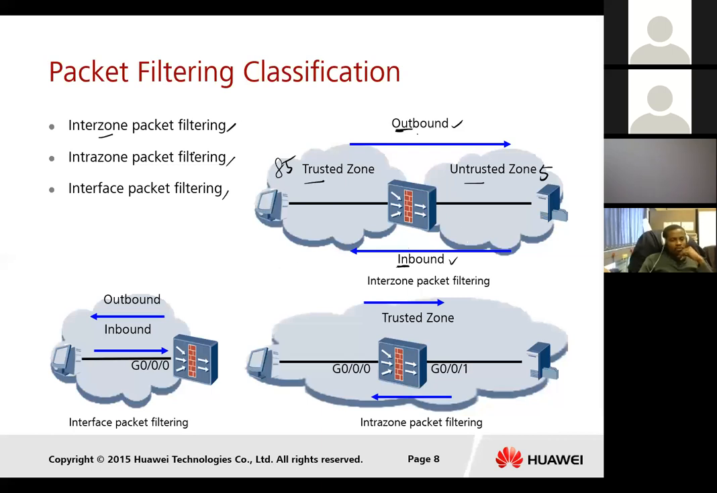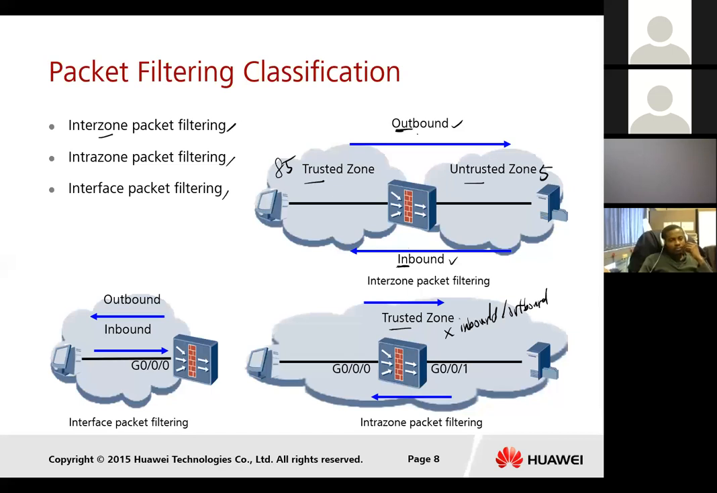For the intrazone packet filtering, let's say you are within a trust zone. In this case, you have to specify based on the trust zone, whichever is coming in from the trust, going out from the trust, they're going to be filtered. So in this case, you have no inbound or outbound, because it's all within the same zone.